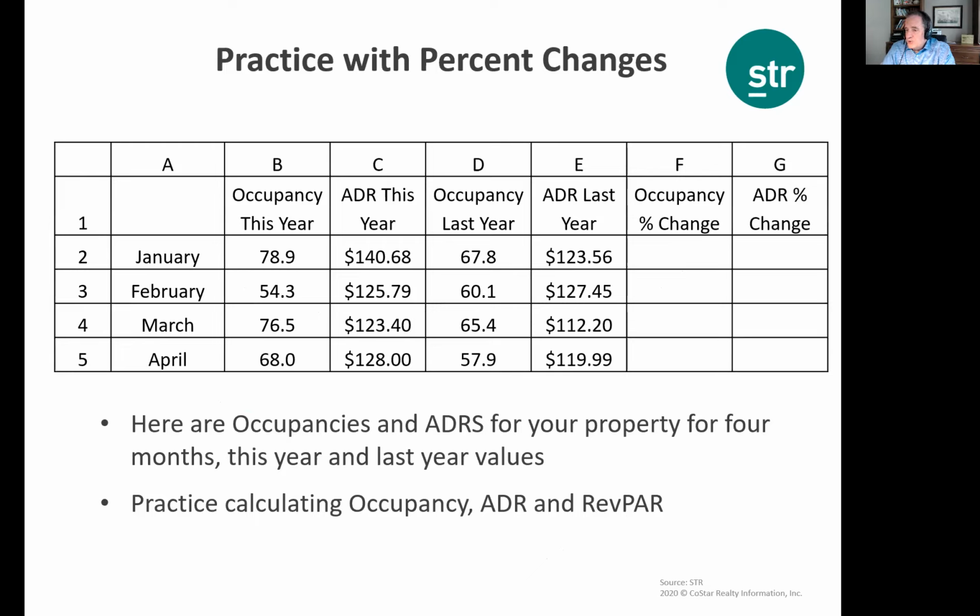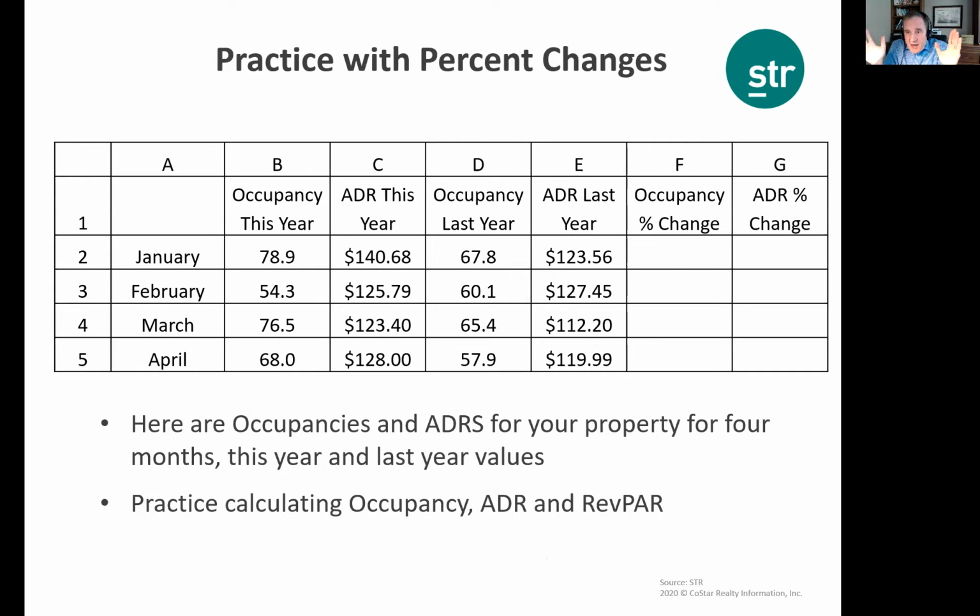So practicing with percent changes, and in this slide, we just have occupancy and ADR in here, and notice column B and column C have the occupancy and ADR for this year. Column D and E have the occupancy and ADR for last year. Let's do a few. 78.9 occupancy this year compared to 67.8. Now, how do we do this?